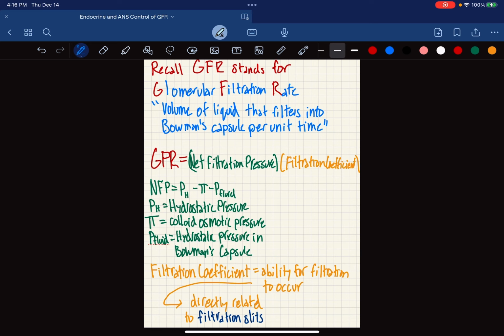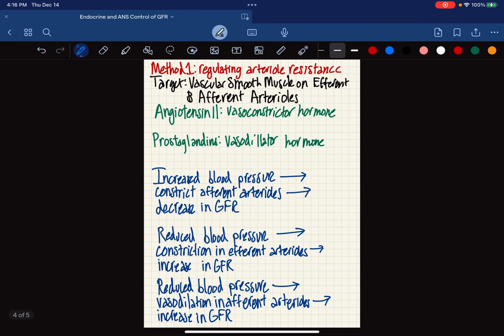Now that we're refreshed on what that means, we can go specifically into what the hormones do. So the first method is regulating arterial resistance. The target of these hormones is the vascular smooth muscle on efferent and afferent arterioles. And depending on which hormone, it has different effects. So angiotensin II is a vasoconstrictor hormone, and prostaglandins is a vasodilator hormone.